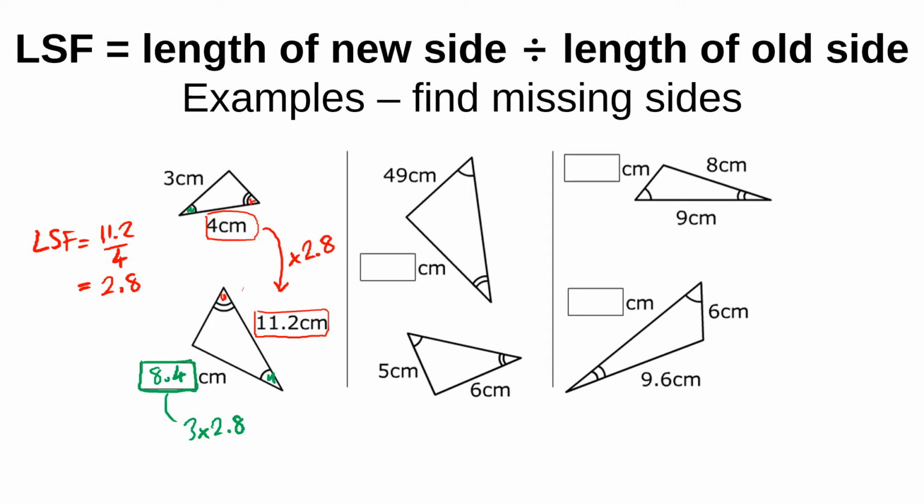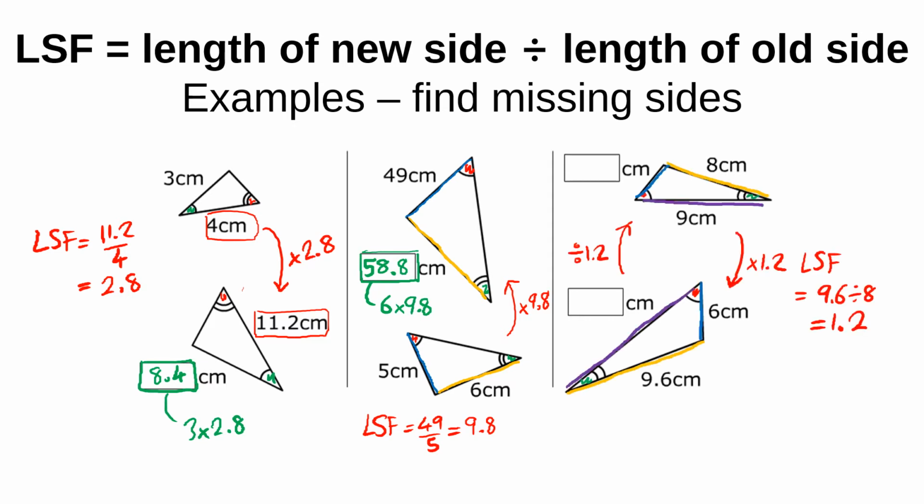Unpause when you're ready to have a look at the answers in 3, 2, 1. So for the second one, we should get the 49 and the 5 are the two sides that match up with each other. So our LSF is 9.8, and so our missing side is 58.8. And on the second one, it's the 8 and the 9.6 that match up, so we need to multiply or divide by 1.2 to get our missing sides. And we'll get our missing sides of 5 and 10.8. So really important to make sure you are matching up the sides when you're finding your LSF, otherwise you're just comparing some random side to some random side.